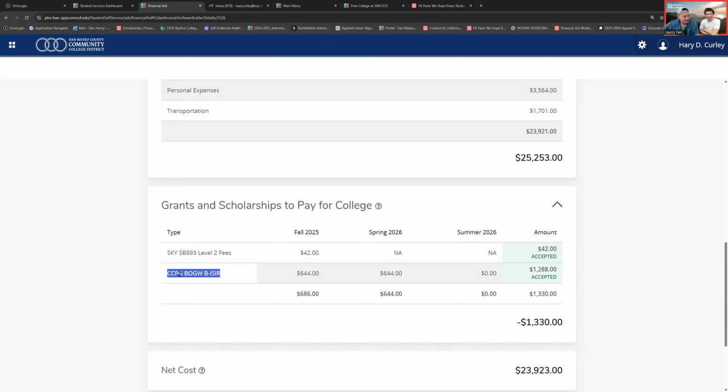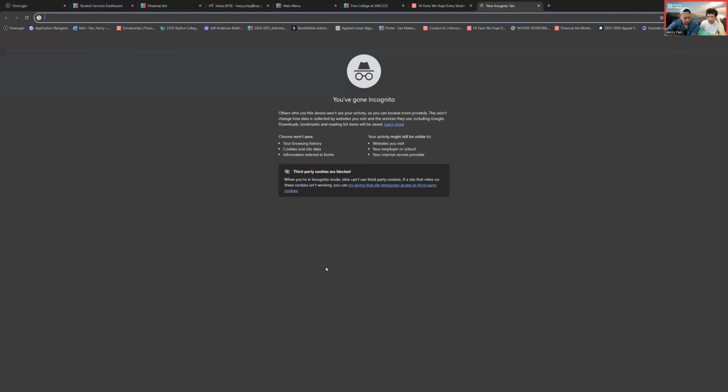Well, for this type of grant, it is a tuition and enrollment waiver. So it is not cash aid. However, if you have any tuition or enrollment fees, it will help you pay for your tuition and enrollment fees.